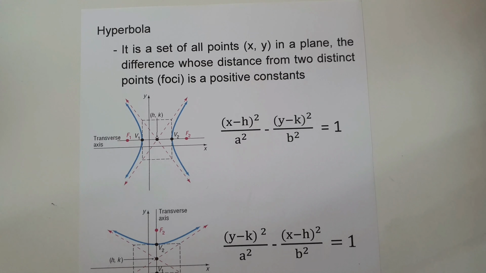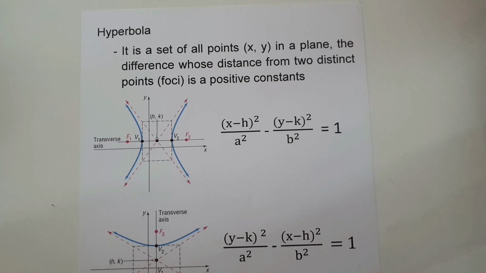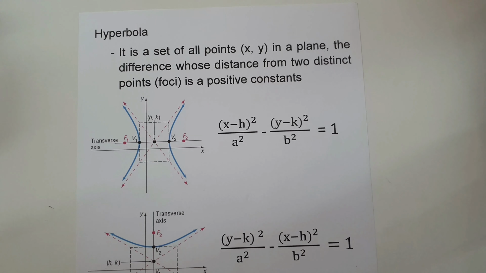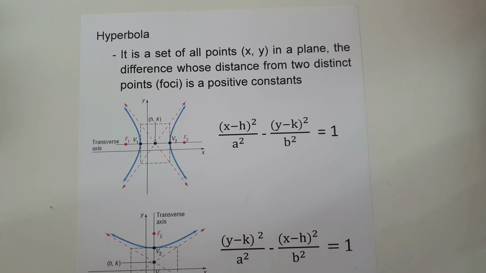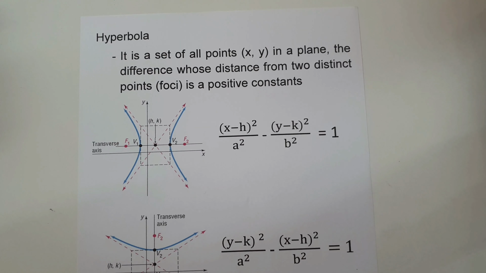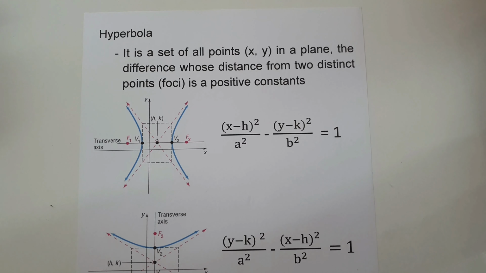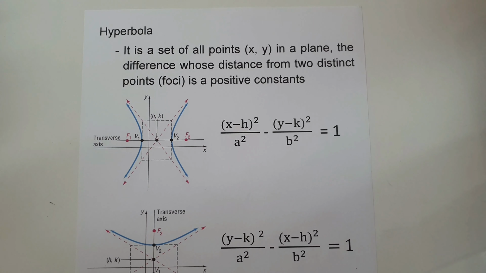In this video, we are going to analyze a hyperbola. By the definition, a hyperbola is a set of all points x and y in a plane, the difference of whose distances from two distinct points, which we call foci, is a positive constant.